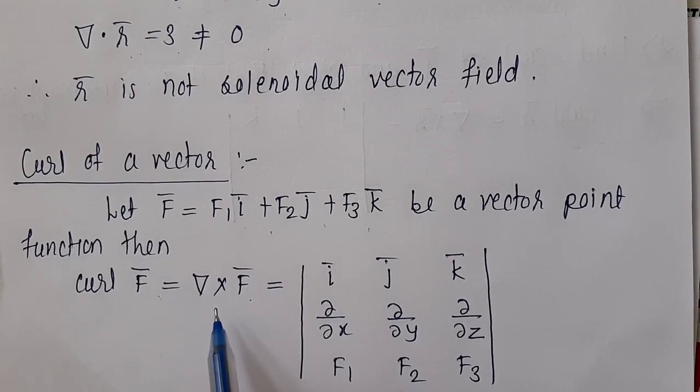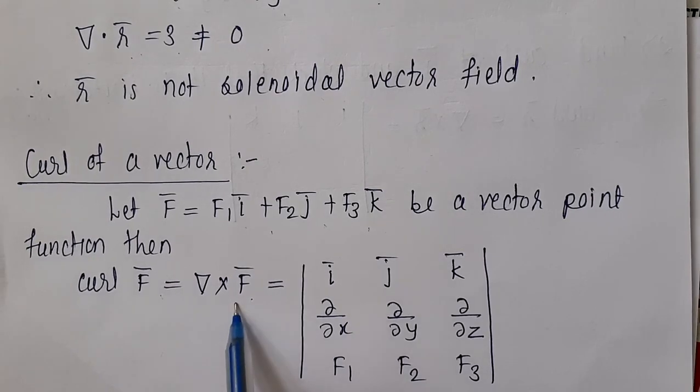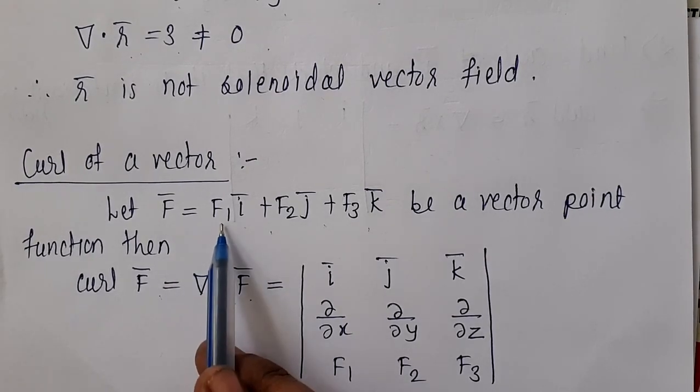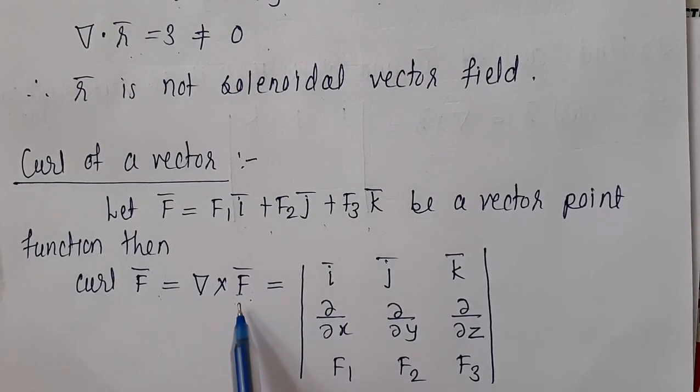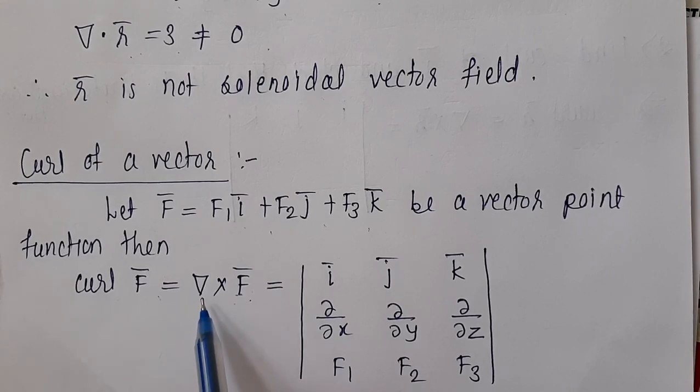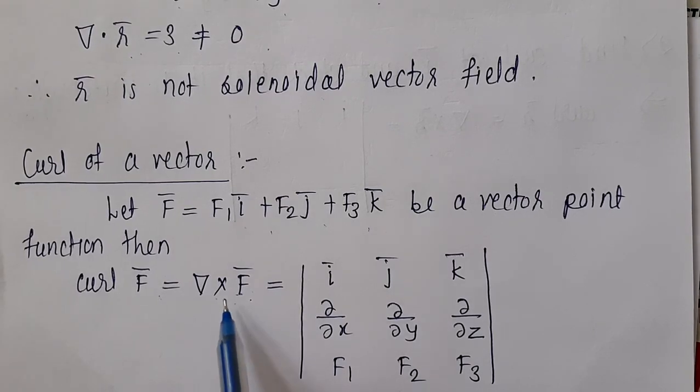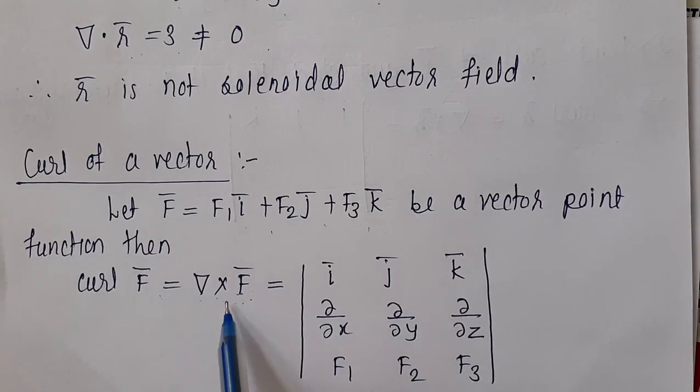Remember, gradient means only del phi, divergence means del dot, and curl means del cross. Here in divergence and curl we use a vector function, and in gradient we use a scalar function. Remember this: gradient means del phi, divergence means del dot f, and curl means del cross f.